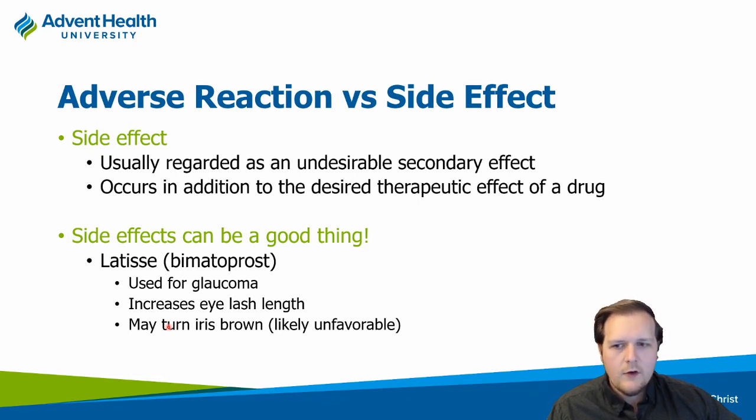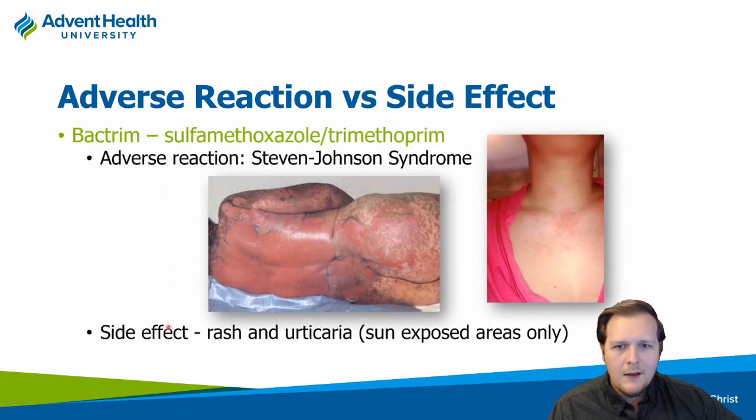So if you've ever heard of the drug called Latisse, which is the generic bimatoprost, it's actually used for glaucoma. That was its original use, but they realized it causes eyelash length increases. And so now it's frequently used for aesthetic purposes to increase eyelash length and volume and all of that. But you may find it can actually turn the iris brown. So that might not be very favorable, especially if you have patients with blue eyes, right? That's pretty undesirable. But if the patient has brown eyes, maybe they don't care so much, right? So these are things that are always taken into account with your individual patient, what's good for them, what's not good for them, etc.